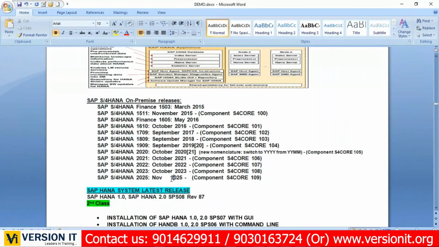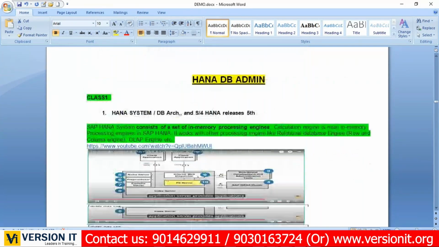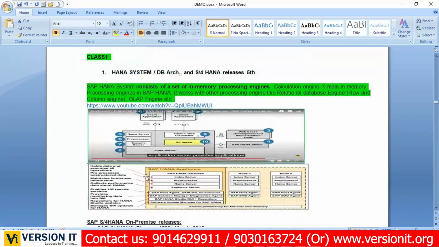Now, today, what do we have? Today we have 2025, which we are using in our classes. Before you think of loading S/4HANA, first we need to understand the architecture of HANA. When the HANA DB was released, what was the name of the DB? The name of the DB was HANA 1.0.